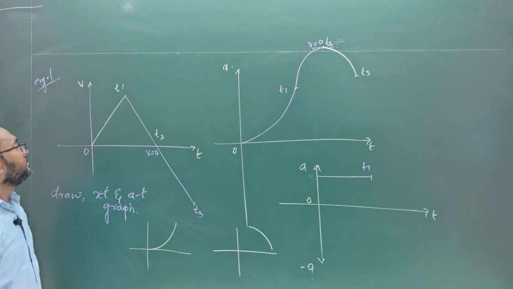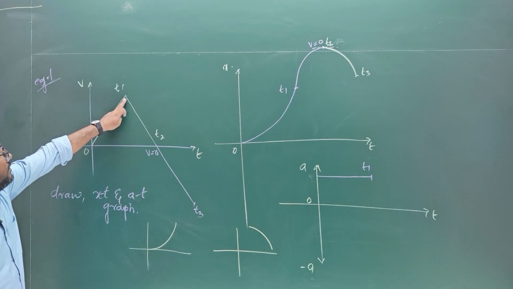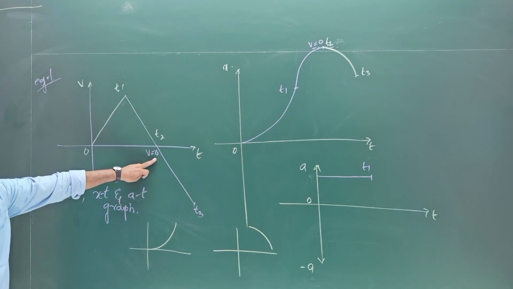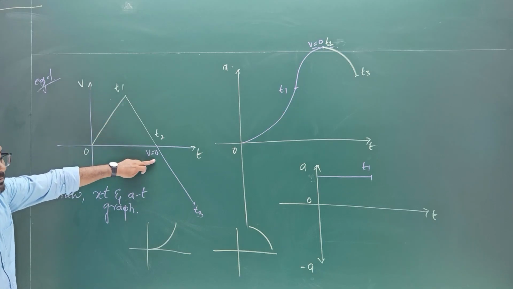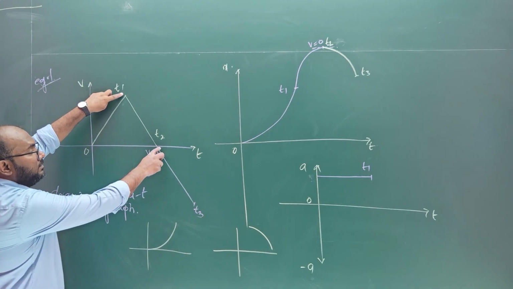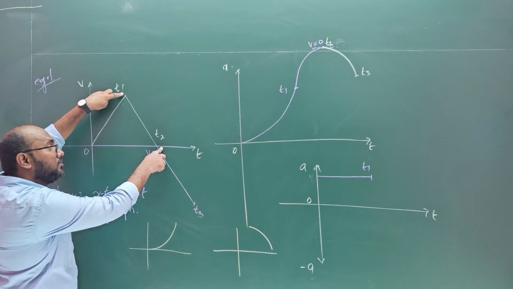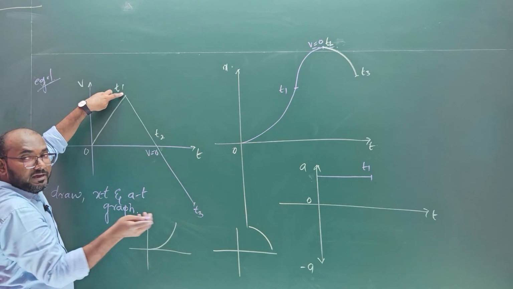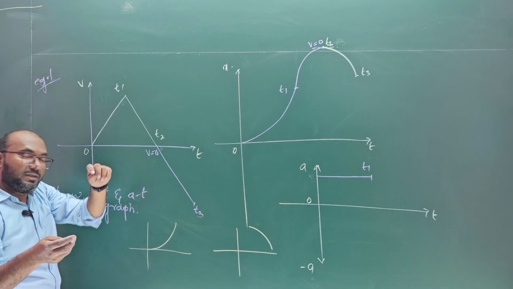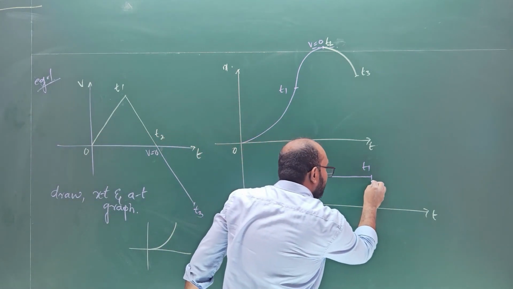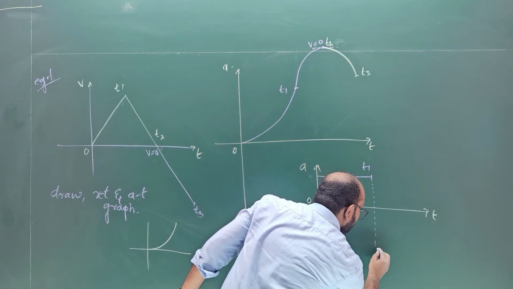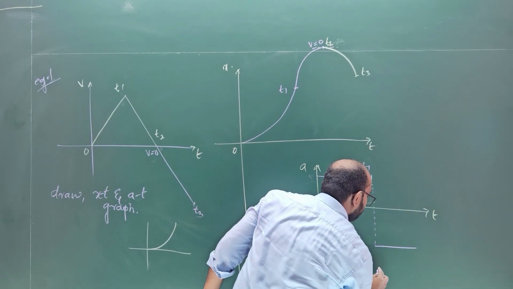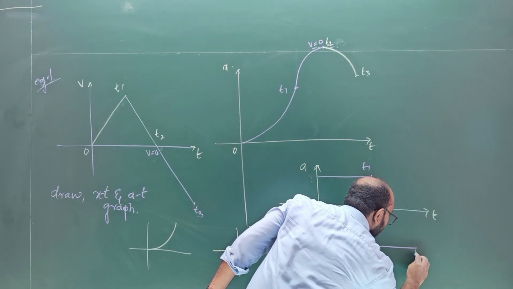Then next, from t1 to t2, what is happening? Velocity is decreasing. From here to here, velocity is still positive, but it is decreasing. So positive velocity is decreased by, can I say, negative acceleration? Yes, very good. So from here, let's say t2. So this is your t1 and this is your t2.